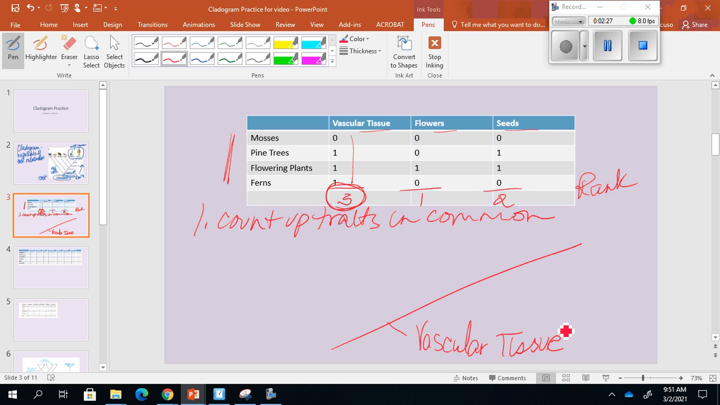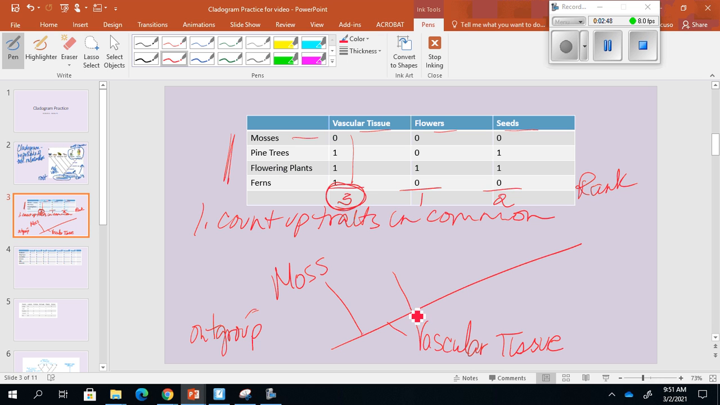There is 1 that did not have vascular tissue, moss. So moss would be the first one that I write here. And whichever one has the least in common, we can also call that our out group. It has the least in common with the rest. It has none of the properties that the rest had. It doesn't have vascular tissue or flowers or seeds.